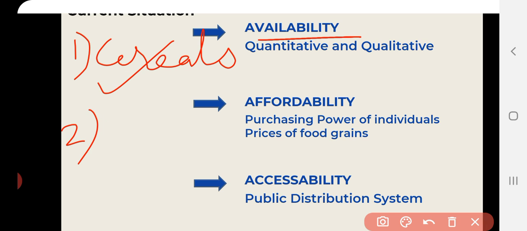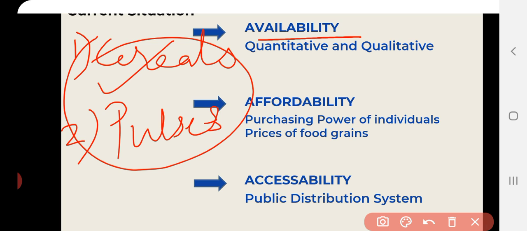The second category of food grain is pulses. Pulses means, in Hindi and Marathi, we say tur dal, udid dal, moong dal, etc. These are the pulses, and the combination of cereals and pulses is known as food grains. While discussing the availability of the food grains in the country, we discuss these two categories, cereals and pulses.